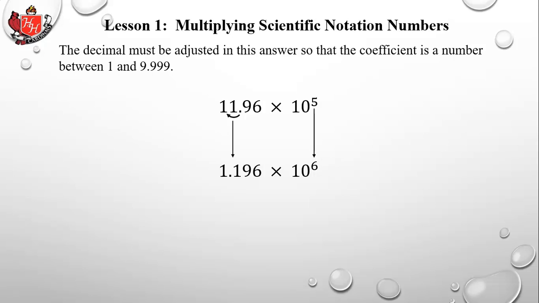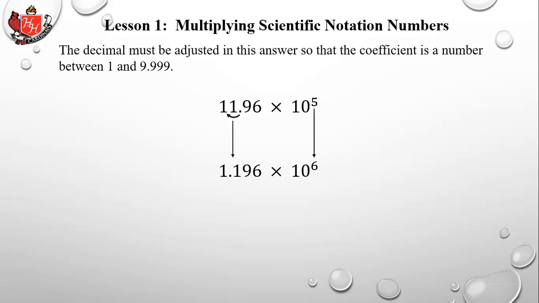Mathematically, when you move that decimal over in the coefficient, you're dividing that number by 10. 11.96 divided by 10 equals 1.196. And when you increase an exponent of base 10 by 1, you're multiplying by 10. So going from 5 to 6 is 10 times greater. So you've divided one of the numbers by 10, and you've offset that by multiplying the other number by 10. And so those two numbers are of the same value.